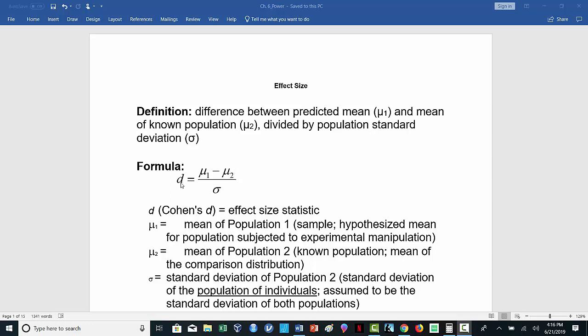Alternatively, maybe there's a situation where you have a prediction about what the mean is going to be. Maybe you know the one population mean and you have a predicted mean, and you want to use this formula to get an estimate of how big we think the effect size is going to be, so the predicted effect size. There are questions like that in your practice problems. That's why I point that out. You're still going to be using the same Cohen's d formula to solve those.